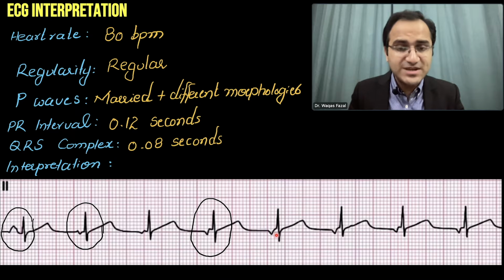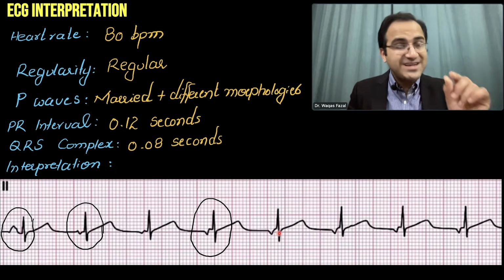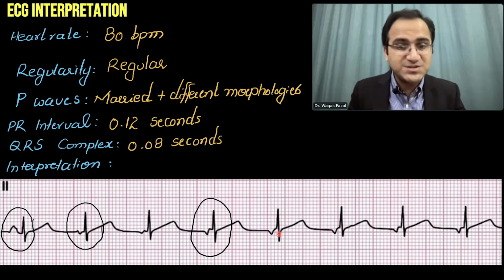QRS complex. Let's look at the QRS complex. The QRS complex is narrow. A normal QRS is less than 3 small boxes wide. So it is narrow, it has sharp angles and it is less than 3 small boxes wide. Now what is the interpretation of this ECG?